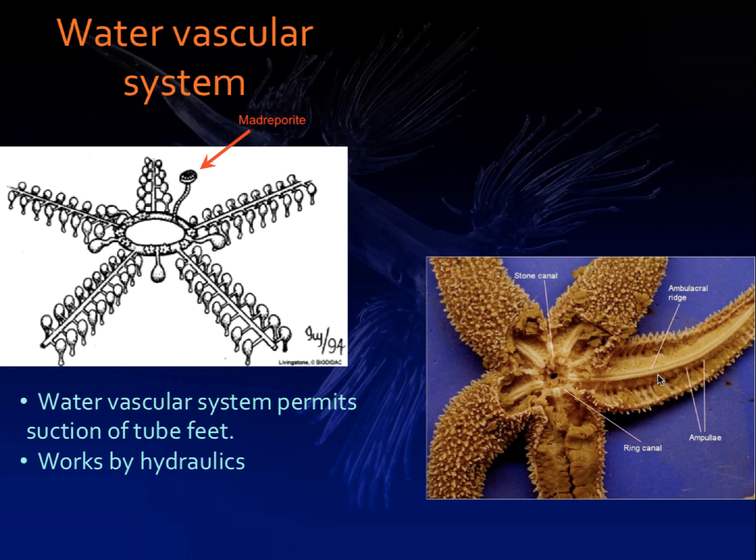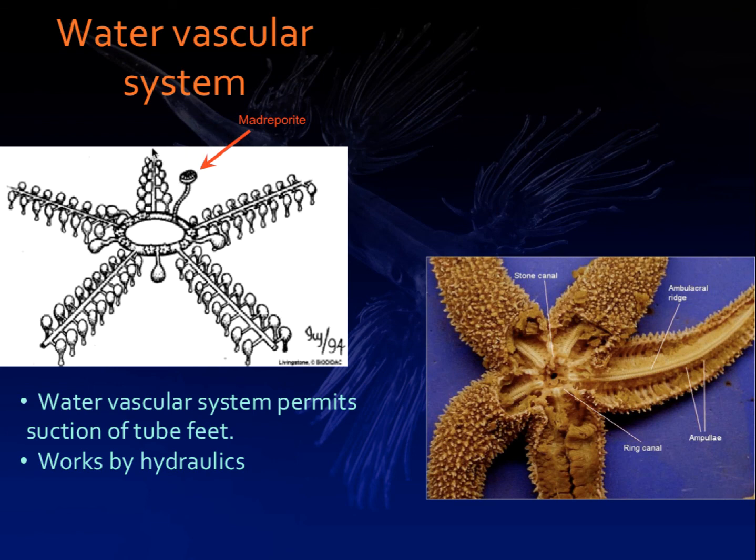If you were able to remove the water vascular system and very carefully remove it out of the soft tissue of this organism, it would look like this. It's essentially a series of tubes, and it starts up here with a structure called a madreporite. It's like a sieve, or almost like a storm drain, if you will.